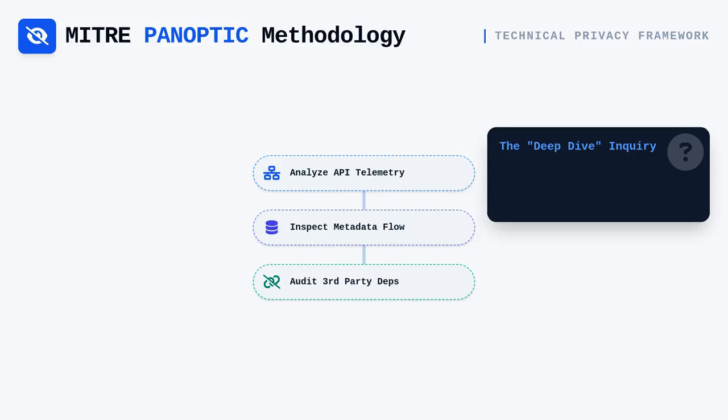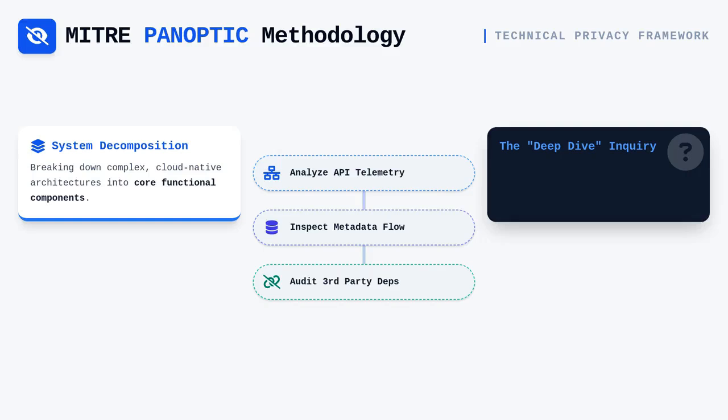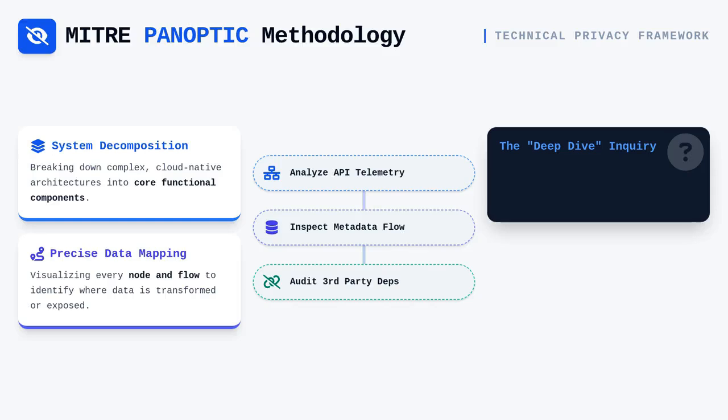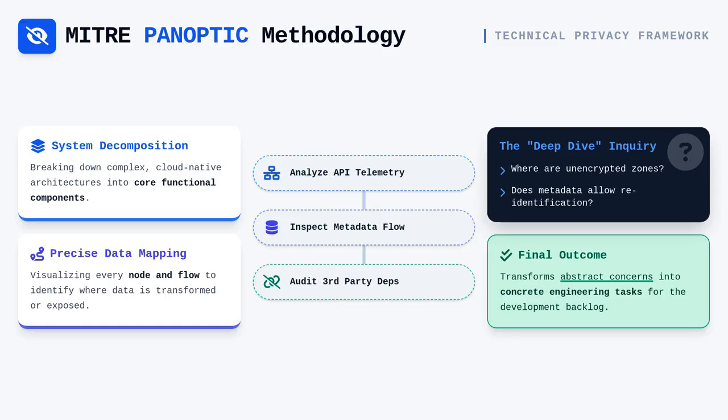When we perform a deep dive into an application, we start by decomposing the system into its core functional components, and mapping the precise data flows between them. We ask ourselves where data is transformed, where it enters unencrypted zones, and where excessive metadata might allow for inadvertent re-identification of individuals. By labeling each node and flow within our diagram, we create a technical baseline that makes latent vulnerabilities visible. This process transforms abstract privacy concerns into concrete engineering tasks that can be tracked in a standard development backlog.